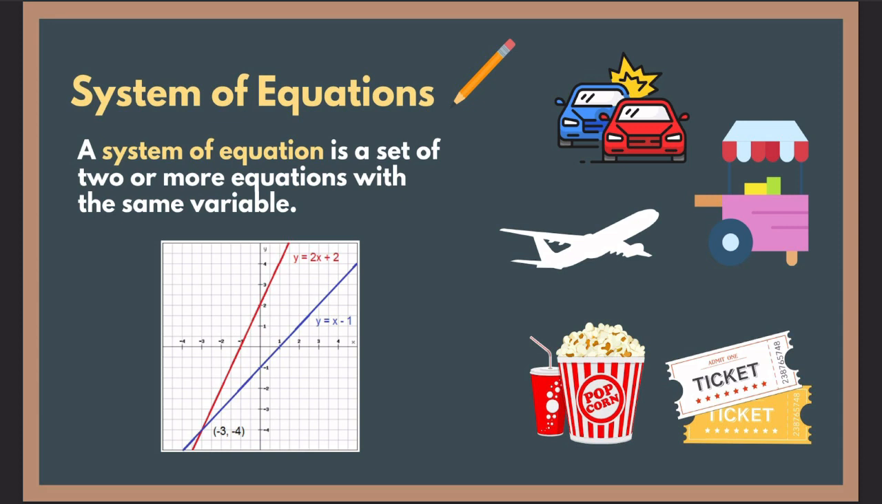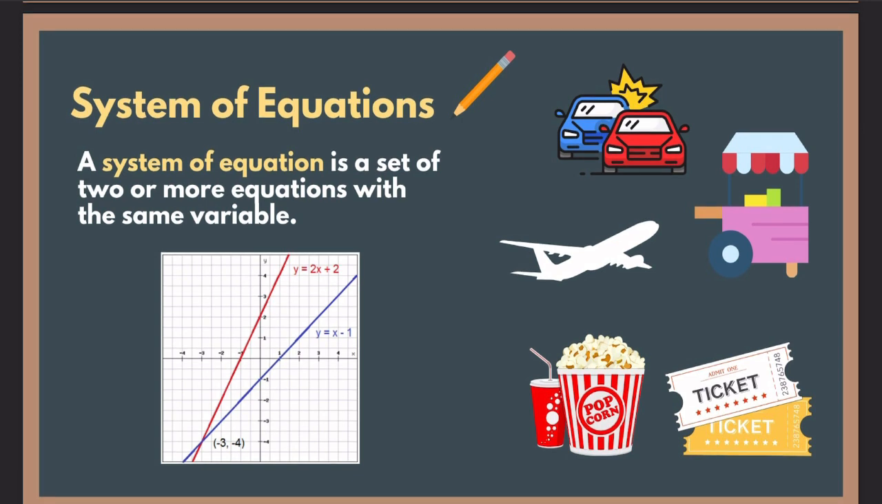Usually, when it comes to solving two linear equations, we use a graph to see where they intersect to find a solution. So for this example, we have y equals 2x plus 2 as our first equation, and y equals x minus 1. When we graph these two equations, we can see where they intersect at (-3, -4). This indicates a solution to our system of equations.